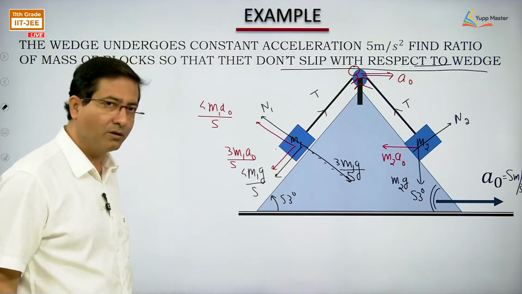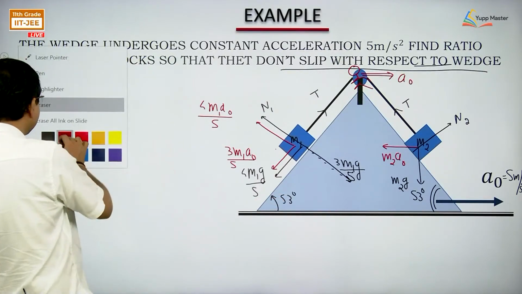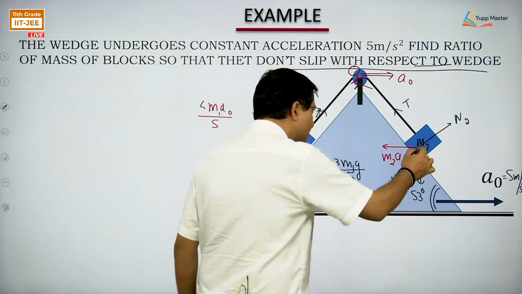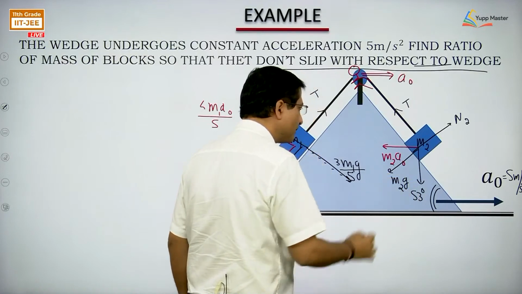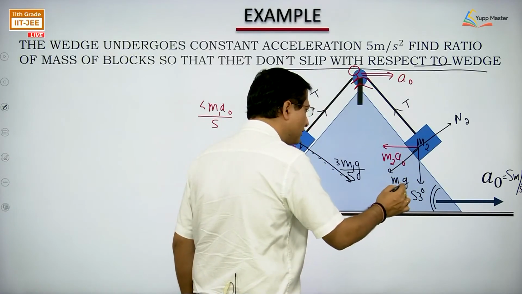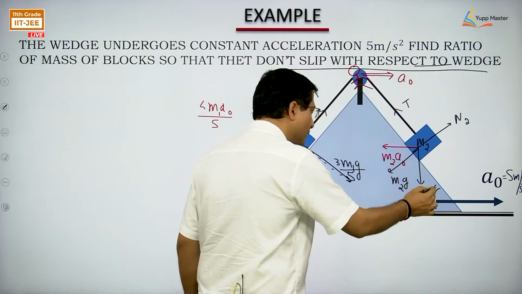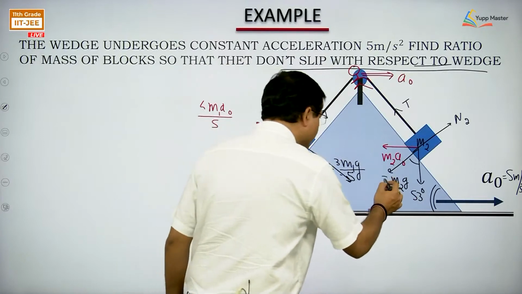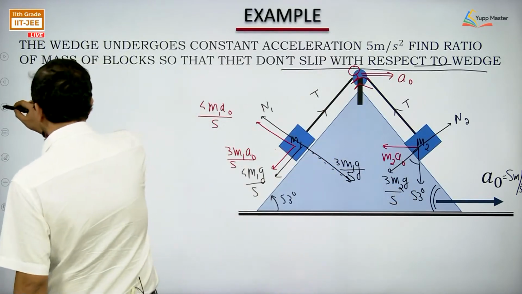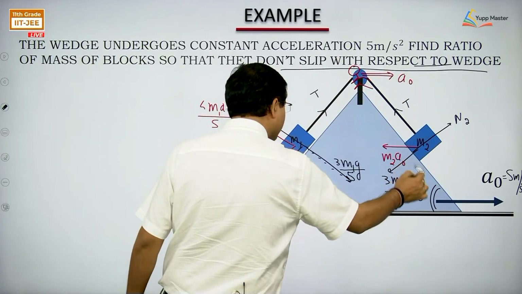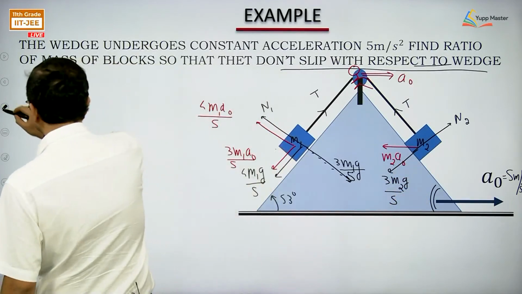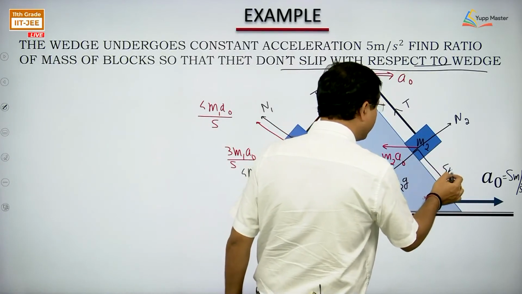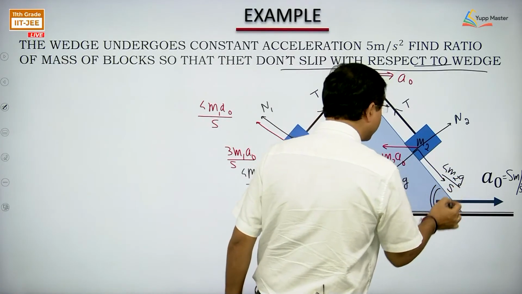Same thing I am going to do for M2 block. See, M2 block, in this direction component of M2G: M2G cos, if this angle is 53, this angle will be 53, right? Cos 53 is 3 by 5. So I resolve the component, and similarly another component is 4 M2G by 5, sin 53.